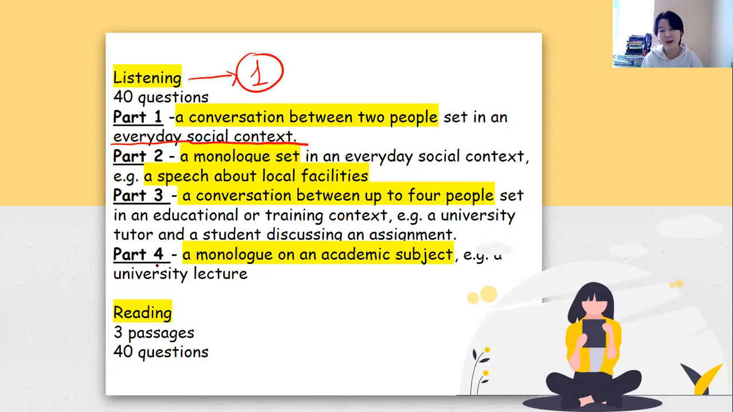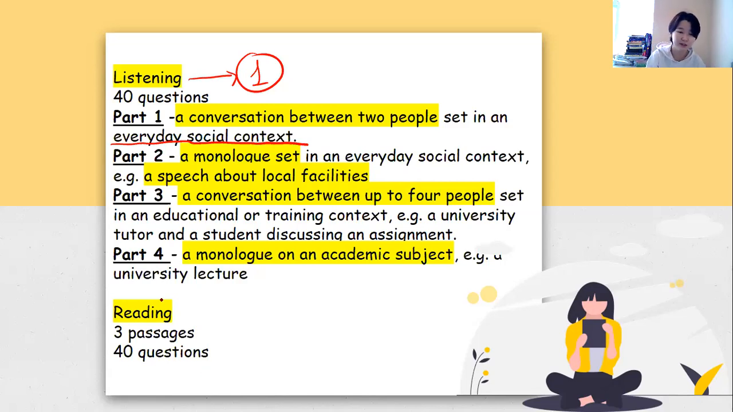Then part 4 again is a monologue, and this is a lecture about an academic topic. It could be about biodiversity, it could be about migration of birds, or a business lecture. Different topics, but the context is academic. So this is it in terms of the listening section.